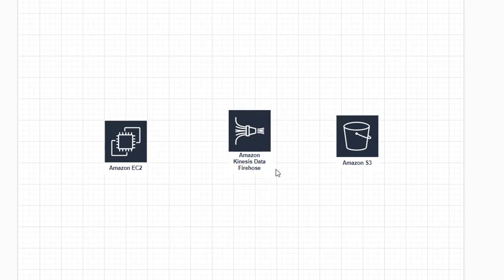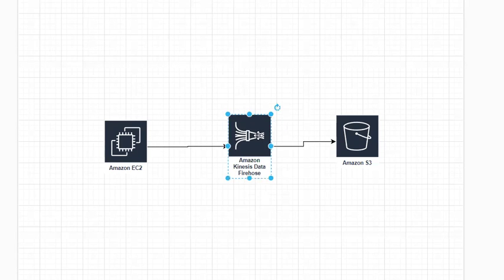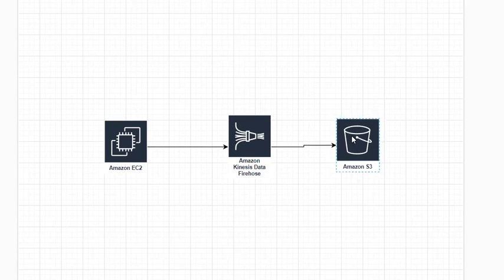So by using this Amazon Kinesis Firehose, you can move your logs from your EC2 to S3. It acts as a delivery service in between them. It acts like a delivery service between your EC2 instance to S3. So not only S3, it can deliver to multiple services.